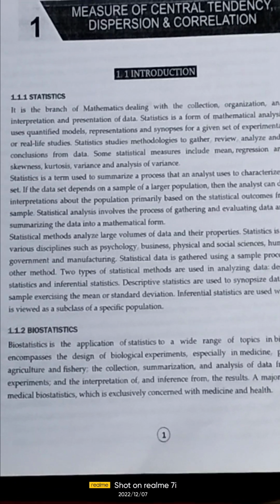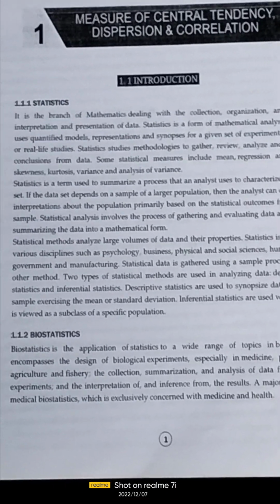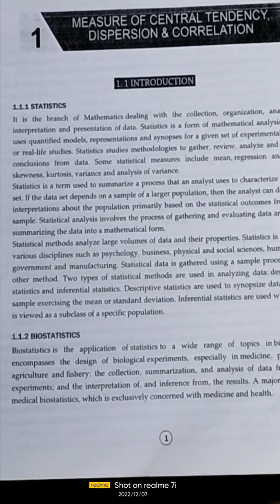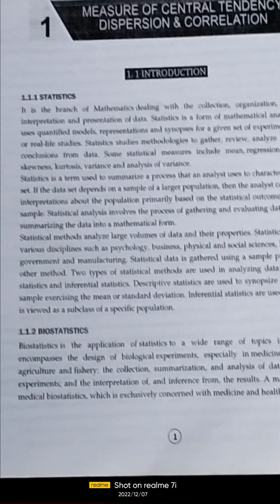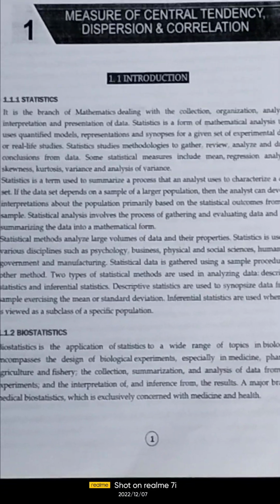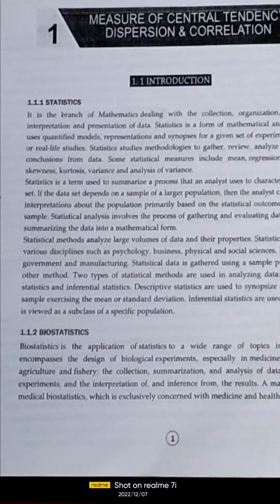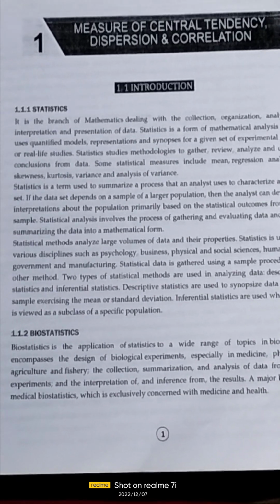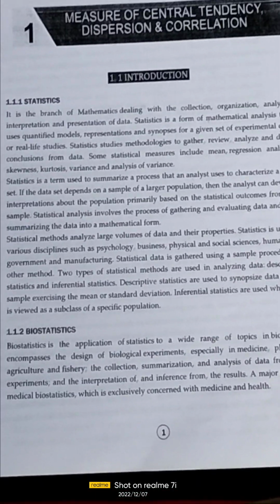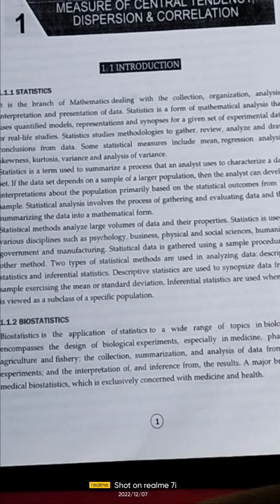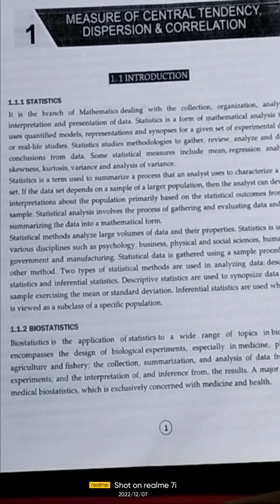In this biostatistics we are going to discuss the first topic, that is measure of central tendency, dispersion and correlation. First of all, we have to know about statistics. What do you mean by statistics? We all hear about statistics in mathematics, okay? It is a branch of mathematics dealing with the collection, organization, analysis, interpretation and presentation of data.